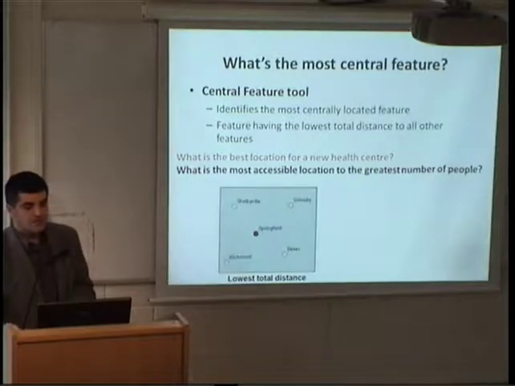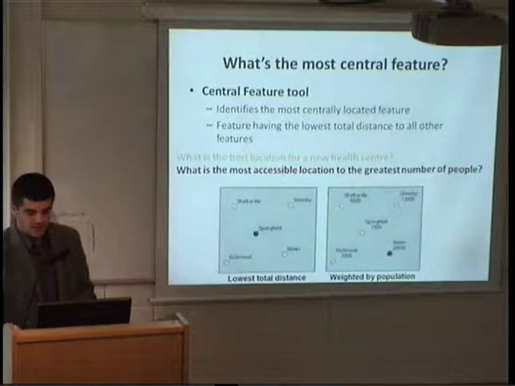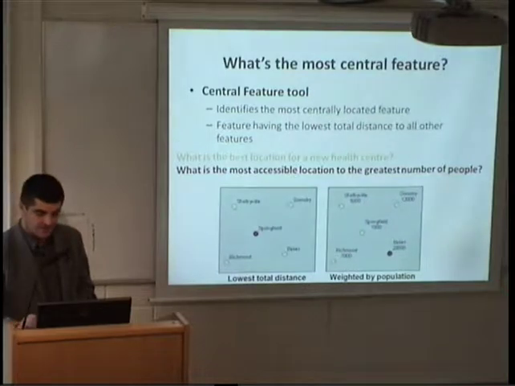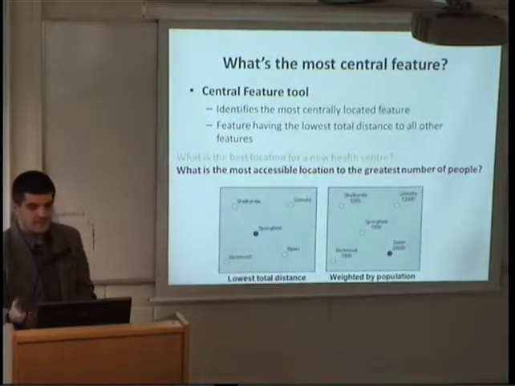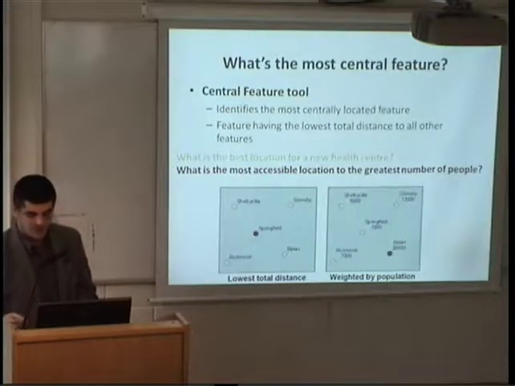But a more interesting question is, what is the most accessible location for the greatest number of people? In this case, we can use the population information of these cities to identify the location where more people can be accessed easily. And using the Central Feature tool, you can clarify that Bakertown, which has the largest population, is a more appropriate place for the location of your health center. Of course, for 5 cities it seems obvious, but you can take an example where you have 100 or 1,000 features and you won't find the central feature so easily.